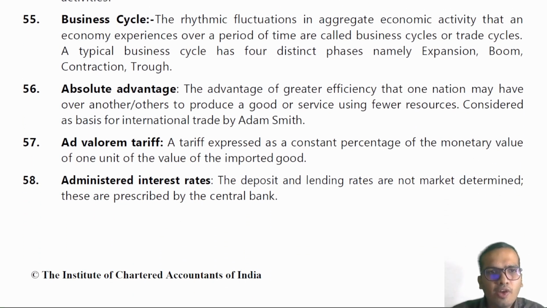Then comes number 55, business cycle. So the rhythmic fluctuations in aggregate economic activities that an economy experiences over a period of time are called business cycles or trade cycles. A typical business cycle has four distinct phases, namely expansion, boom, contraction, and trough.